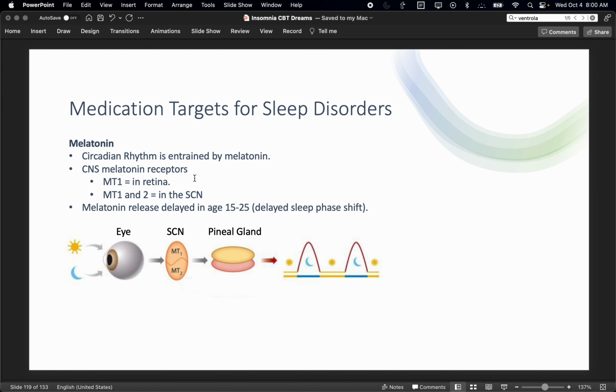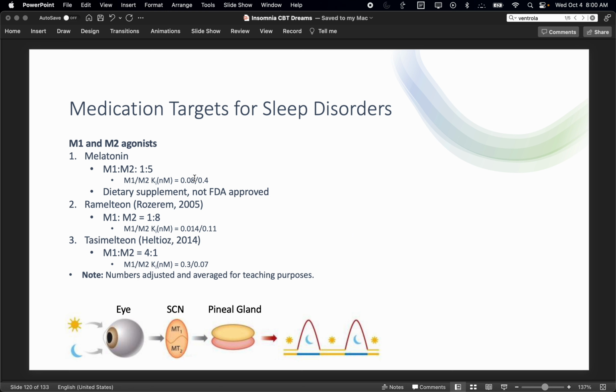Melatonin, so circadian rhythm is entrained by melatonin. There's the M1, M2, like I said earlier, melatonin 1, MT1 is primarily in the retina, MT1 and 2 are in the suprachiasmatic nucleus, which then leads to the pineal gland to release its melatonin. Melatonin release is delayed as we hit puberty and adolescence to early adulthood. So we say it's a delayed sleep phase shift. So instead of wanting to fall asleep at 9, you want to fall asleep at 11, basically.